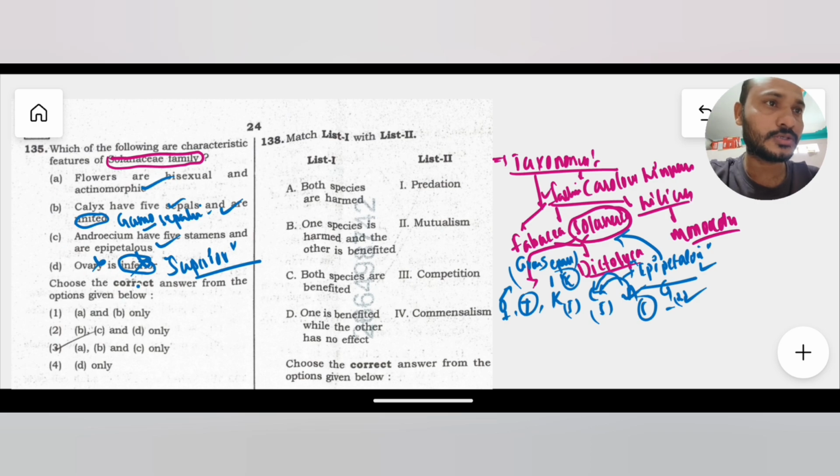So we can use the elimination method. Wherever we have D, we can simply eliminate it. Eliminating those options, we have to choose from only 1 or 3. We know that the 3 statements A, B, C are right, so your answer must be C. A, B, C is the only correct answer for the characteristic features of the Solanaceae family.